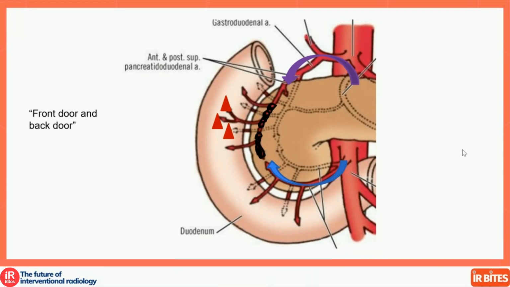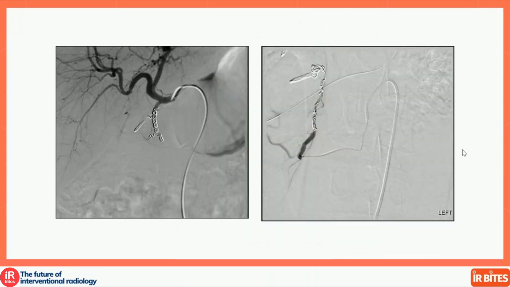Ideally, what you want to do is get across the bleeding point from the start and coil from one side through to the other, so that when you're going into the other artery, it's just a little check. And here's some pictures showing this from a case.